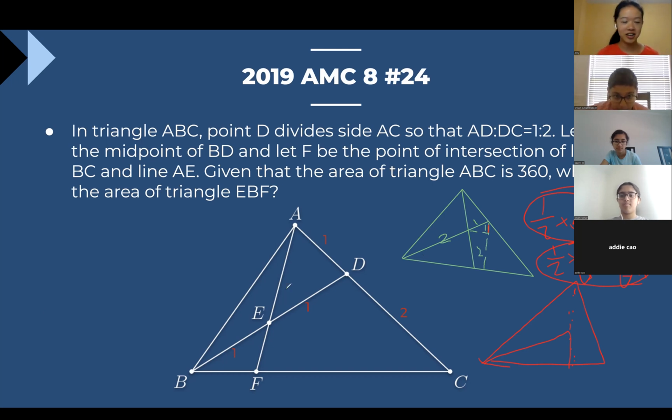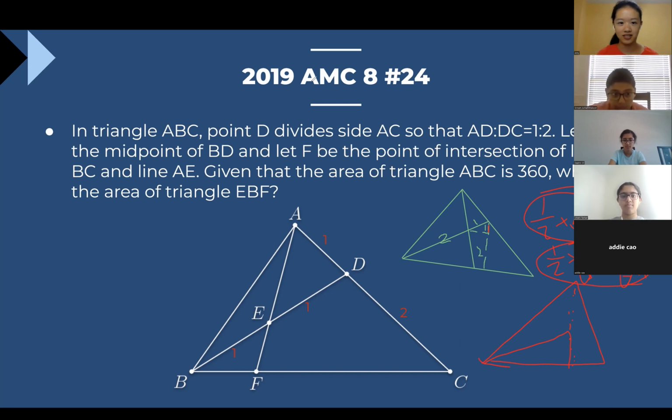Just an update on the problem. Did that hint help at all, or are you guys still a little bit confused? Ishani, maybe we can walk through the mass point geometry part of the problem and give them a hint there.